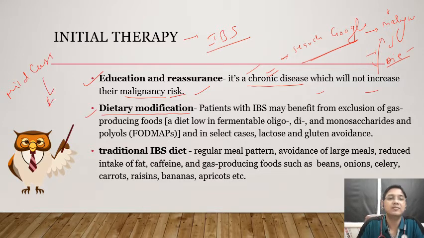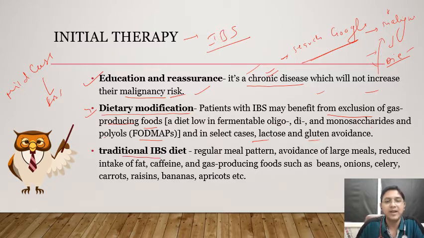Most of the mild cases of IBS will reverse with diet modification only. What you have to do is exclude the gas-producing foods. The short form we use is FODMAP. FODMAP stands for fermentable oligosaccharides, disaccharides, monosaccharides and polyols. They are the food components which produce excessive gas during digestion, and they create bloating or abdominal distension. Sometimes lactose and gluten also have to be avoided during the diet.